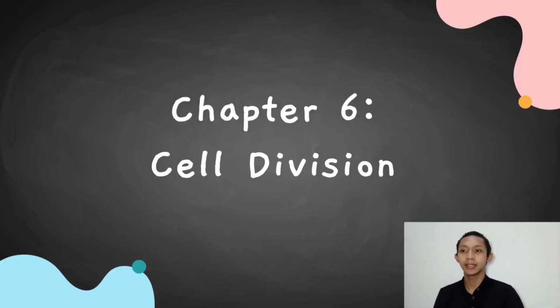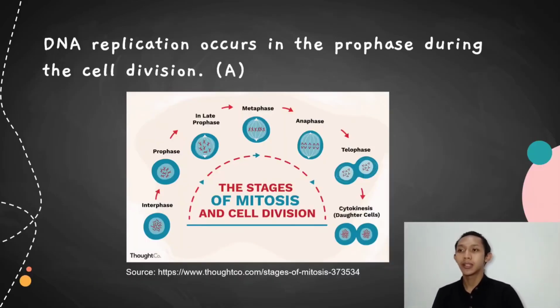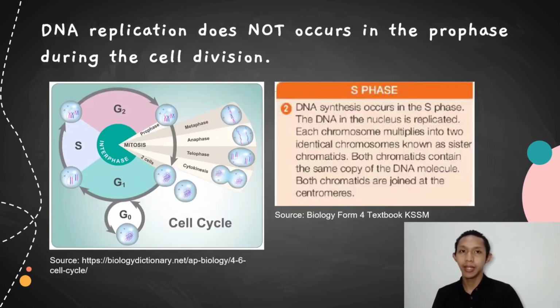Okay, next is chapter 6, which is cell division. The misconception of this chapter is that DNA replication occurs in the prophase during cell division. Actually, DNA replication does not occur in the prophase during cell division. DNA replication occurs in the S phase of interphase. The student got confused because the student focuses more on the mitosis and meiosis cell cycle.